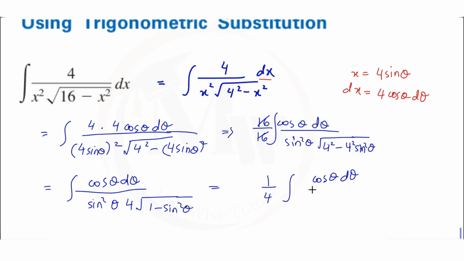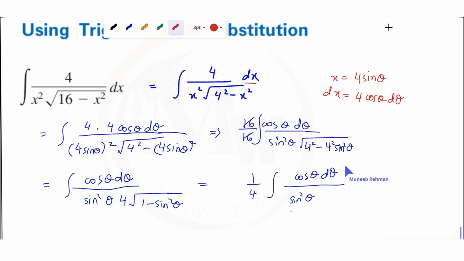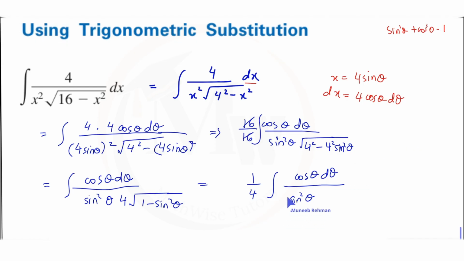Now how can we simplify the denominator? This is sine square theta and here is 1 minus sine square theta. What is 1 minus sine square theta, how can we write it? That's why we are substituting, so that the square root term will be removed after simplification. So under the square root you get 1 minus sine square theta, and 1 minus sine square equals cos square, right? Because sine square theta plus cos square theta is 1, so if you take sine to the other side, it will be cos square theta.